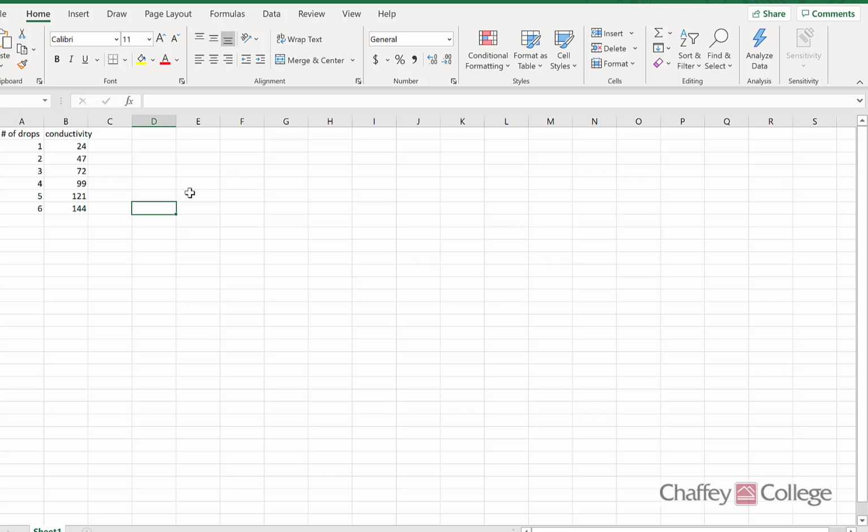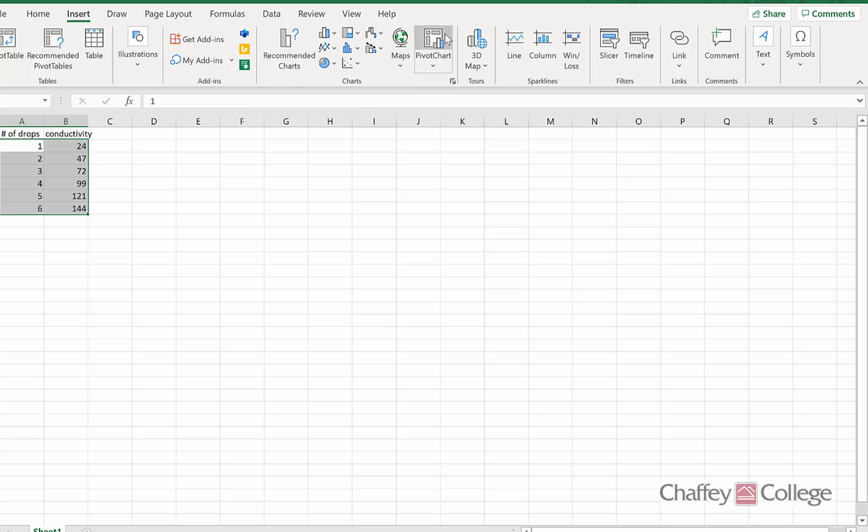Okay, so now how to plot this data. First you have to write your data in columns. The x-axis data should be in the first column, and the y-axis data should be in the second column. In order to plot the graph, highlight your data. Make sure not to select the number of drops and conductivity labels, just the data, and then click on insert, and the middle tab here is chart.